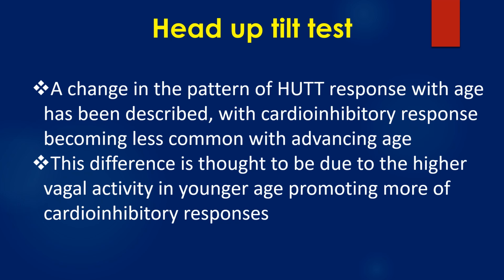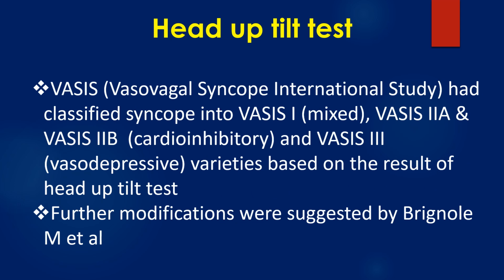A change in the pattern of HUTT response with age has been described, with cardioinhibitory response becoming less common with advancing age. This difference is thought to be due to the higher vagal activity in younger age, promoting more cardioinhibitory responses. The Vasovagal Syncope International Study had classified syncope into VASIS 1 mixed, VASIS 2A and 2B cardioinhibitory, and VASIS 3 vasodepressive varieties depending on the result of the head-up tilt test. Further modifications were suggested by Brignole M and associates.